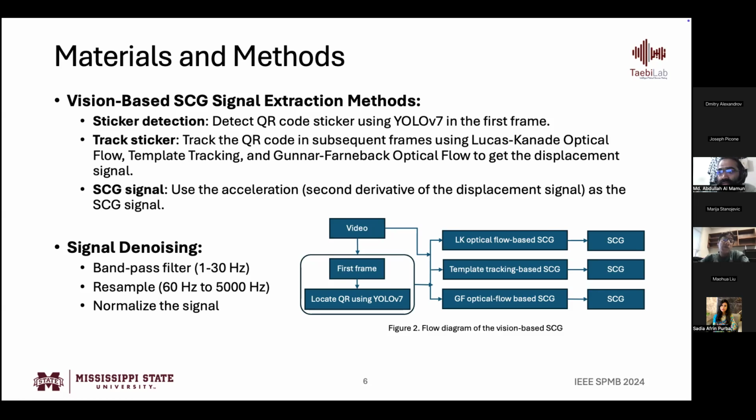Yes, we first applied a bandpass filter to filter the signal between 1 to 30 hertz because we recorded the data with 60 frames per second. So at most we can gather 30 hertz. And then since our accelerometer data was captured at 5000 hertz, we resampled it to 5000 hertz to match the ground truth, so that we can compare it with the accelerometer.